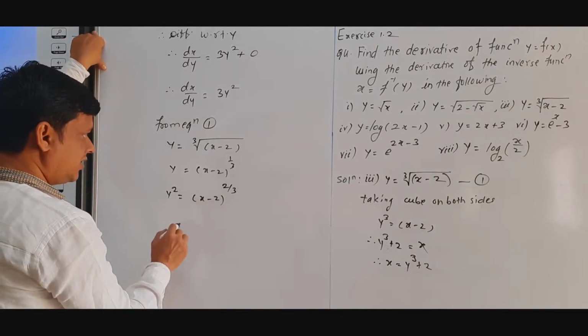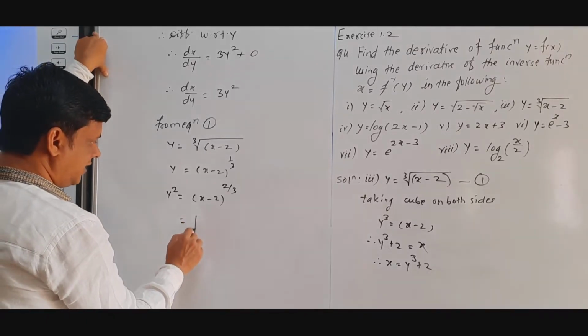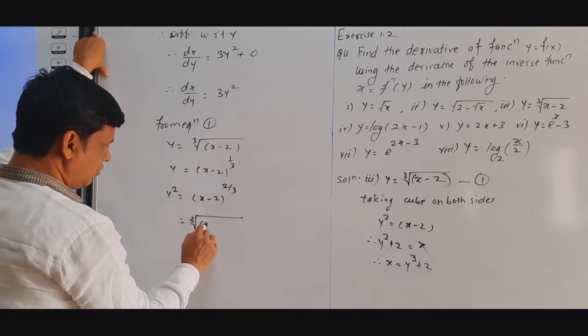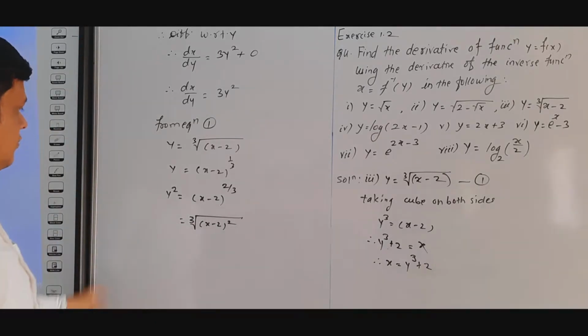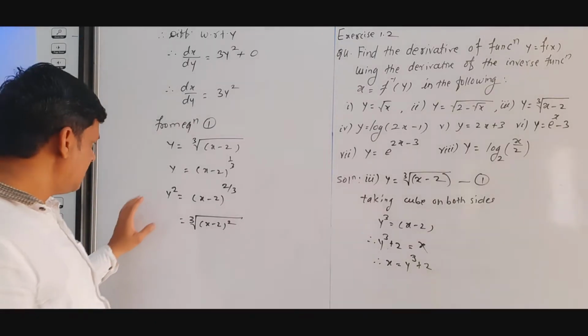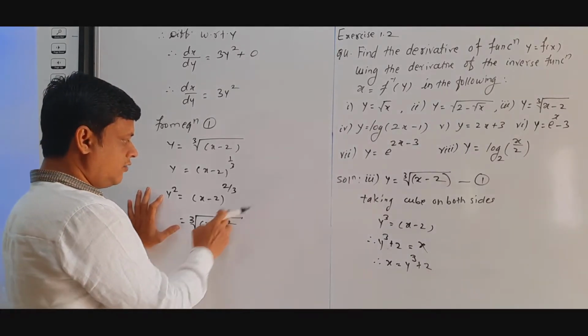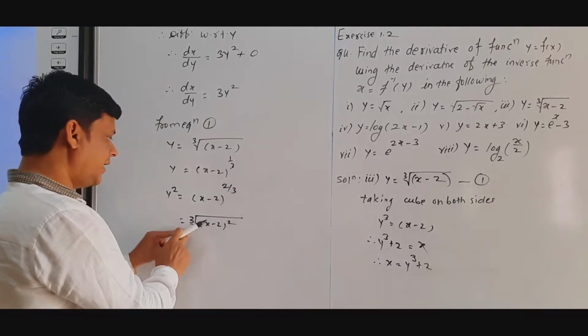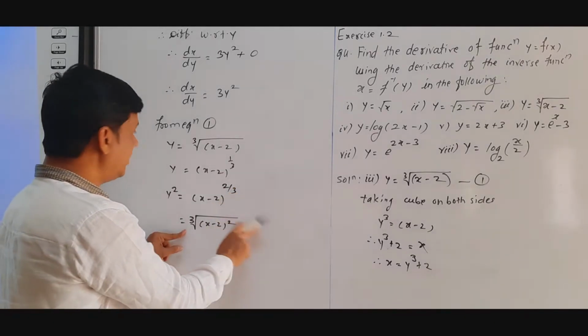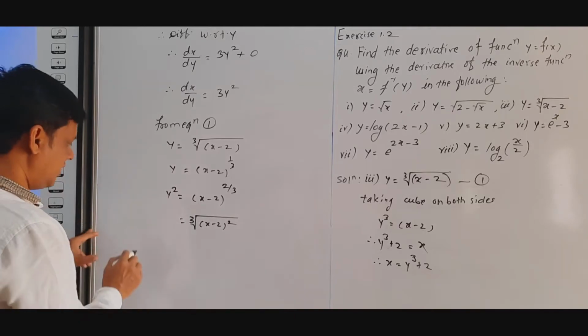or you can interchange the power, or you can write it this way also, cube root of x minus 2 whole square. So we just have to replace this y square in terms of x. You can write this power in the form of 2 by 3, or you can write cube root of x minus 2 whole square. So this is the value of y square.